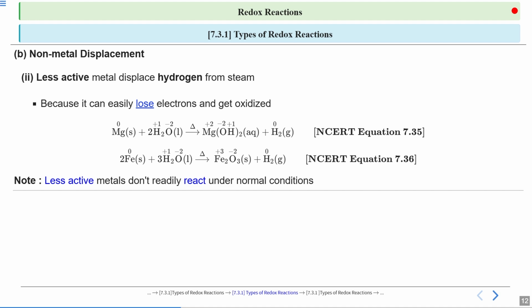In these reactions, you can also see that the less active metals do not readily react under normal conditions. This reaction generally does not take place in normal conditions. Here also, the reactivity of the metal is reflected in the rate of hydrogen gas evolution. So now let's study how hydrogen gas evolution can determine the rate of the reaction.